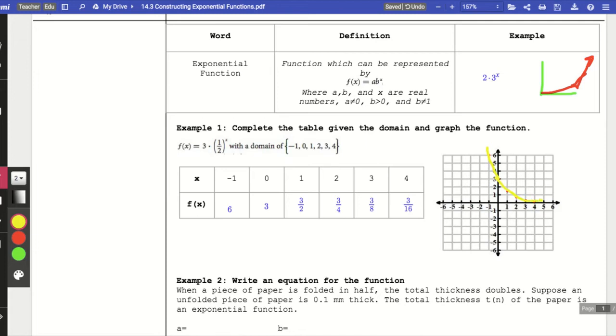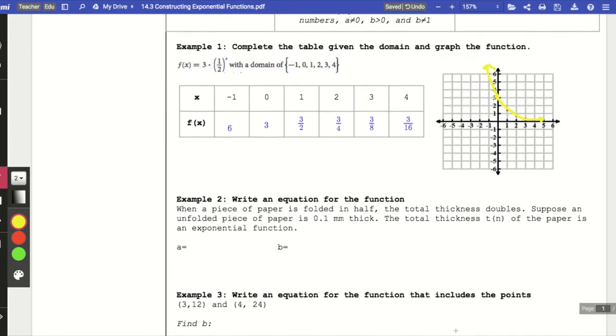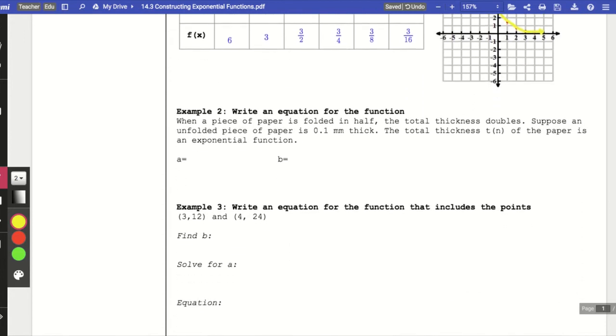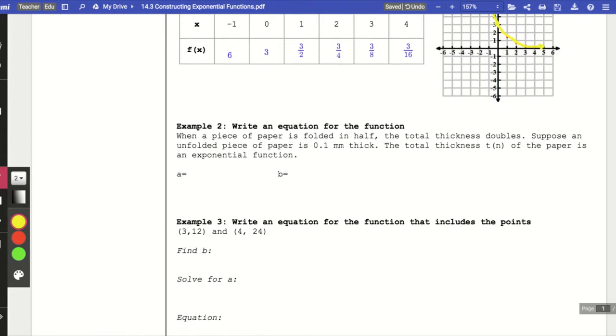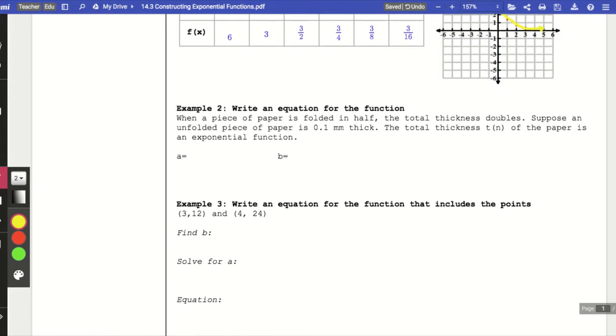So this is what the exponential function is. It starts to flatten out at some point. Okay, and that's one of the key qualities there. So in this next example, now that we've created an exponential function, we're going to take what we know about geometric sequences and actually write an exponential function.